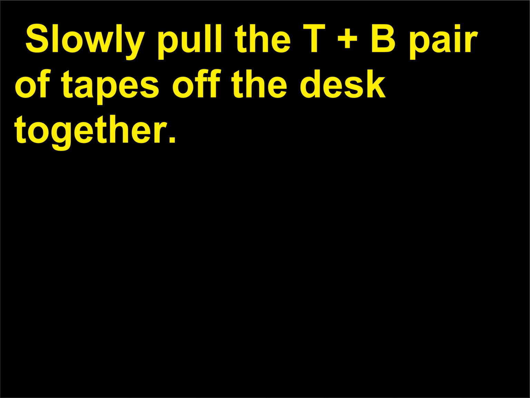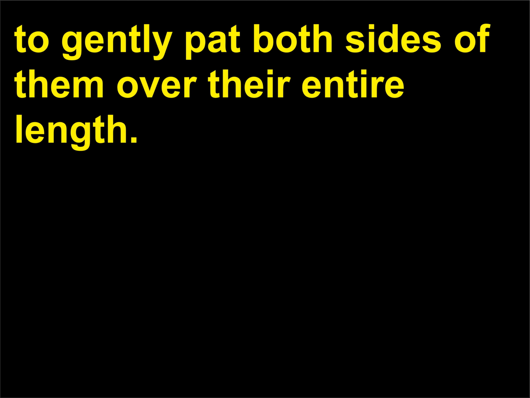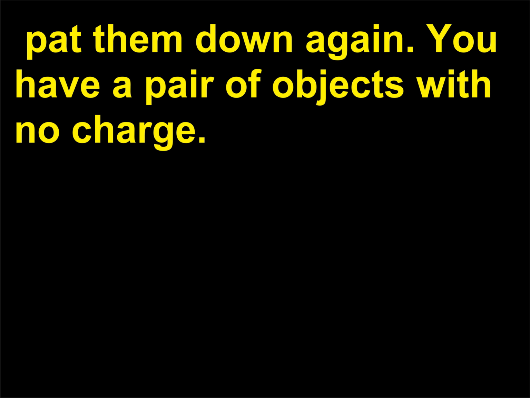Slowly pull the T and B pair of tapes off the desk together. If they are attracted to your hand, then use the other hand to gently pat both sides of them over their entire length. That should remove any residual charge from the pair of tapes. If not, pat them down again. You have a pair of objects with no charge.